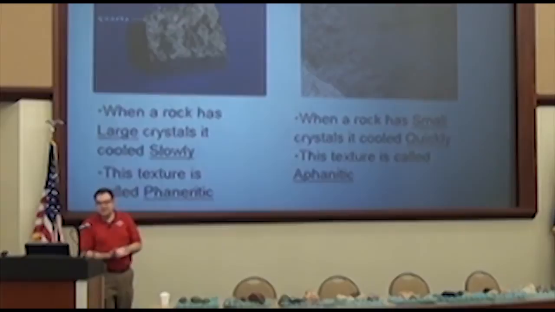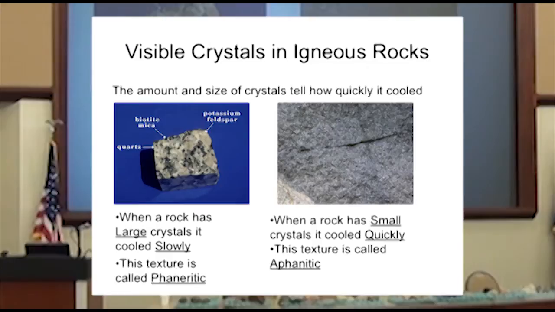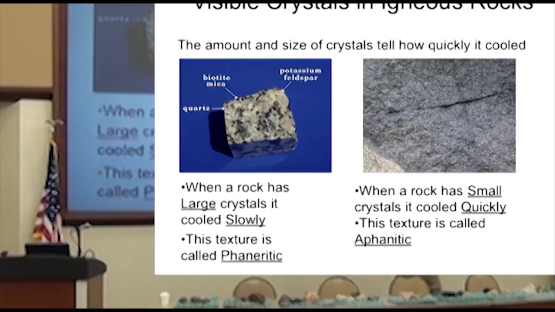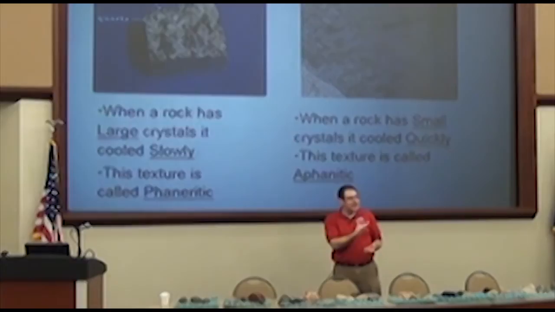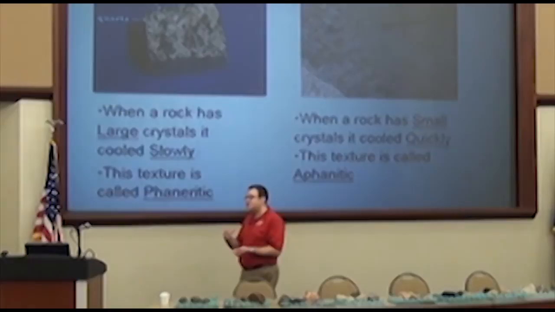So the biggest feature that you can tell the difference is the size of the crystals. When something cools in the earth, it takes a long time. So it's enough time for these crystals to grow bigger. They take time to make these crystals. So pretty much in most intrusive rocks, you can see the crystals just from looking at it. You don't need a magnifying glass or a microscope. You can see these crystals with your naked eye.